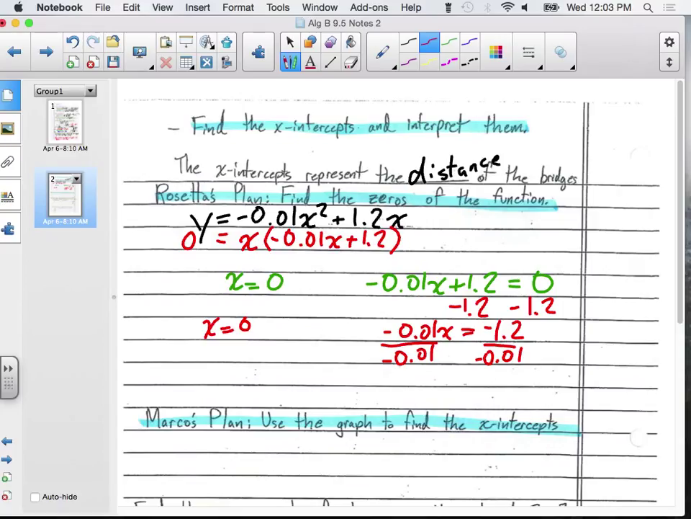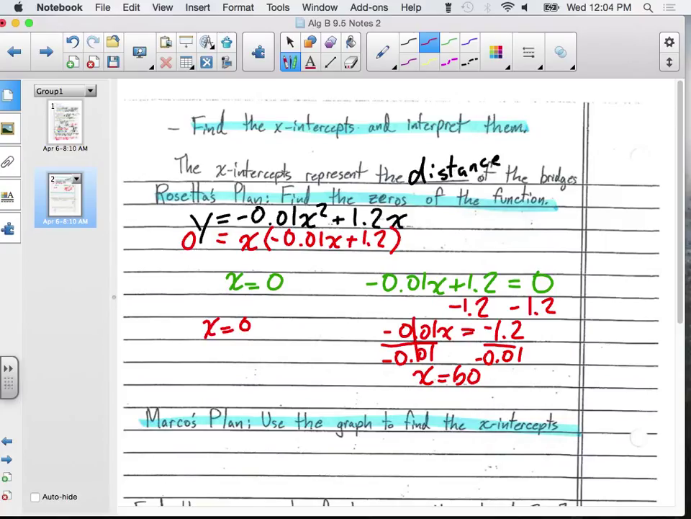All right, so negative 0.01 divided by negative 0.01. Anything divided by itself gives us 1, right? Then we have negative 1.2 divided by negative 0.01. What does that equal? 60? So what did we just find here? When x is 60, y is 0. So we're finding the x-intercepts, right? So we have x equals 0 and x equals 60.